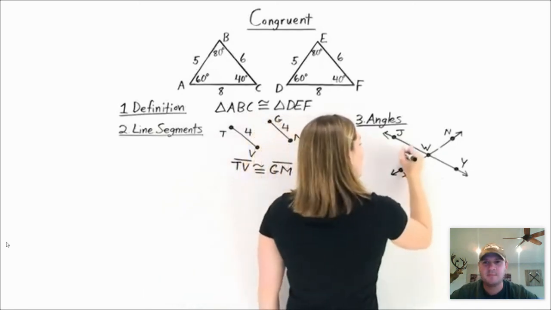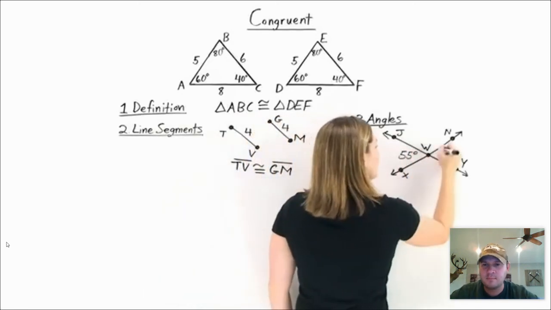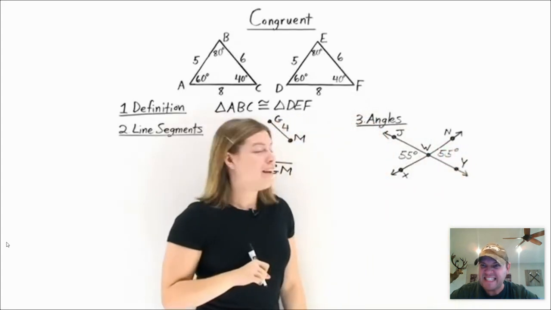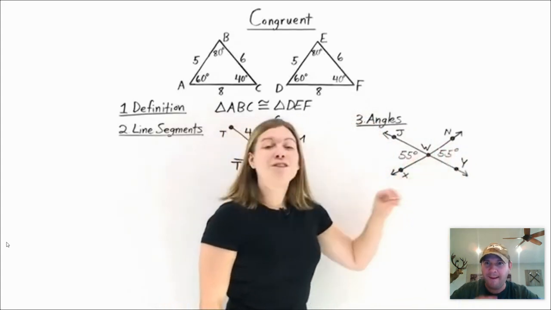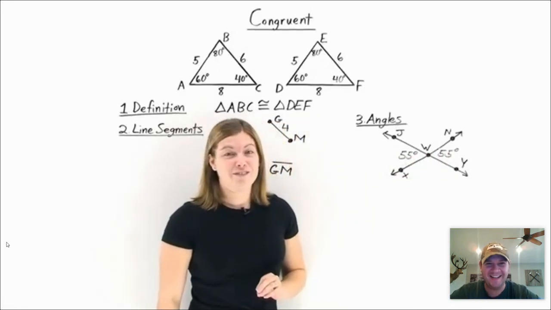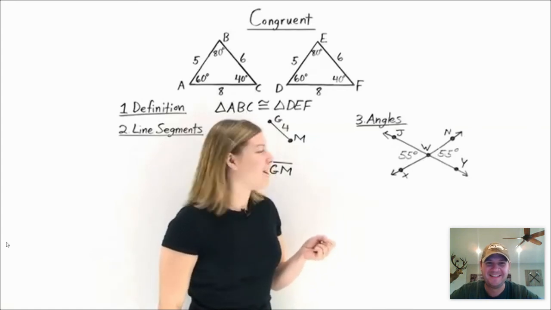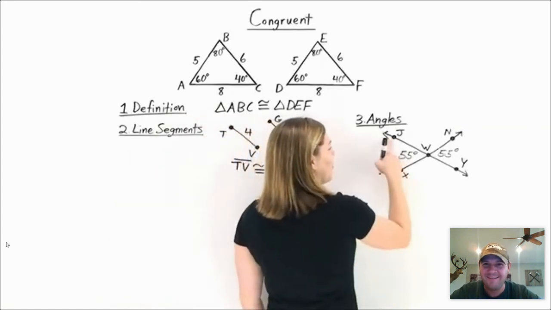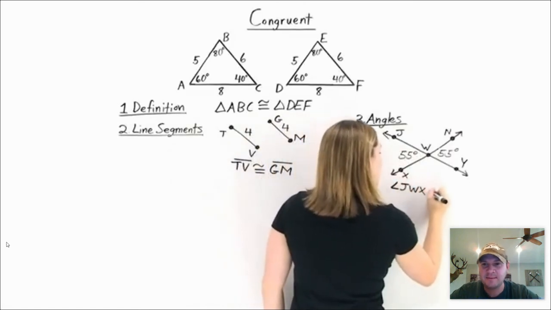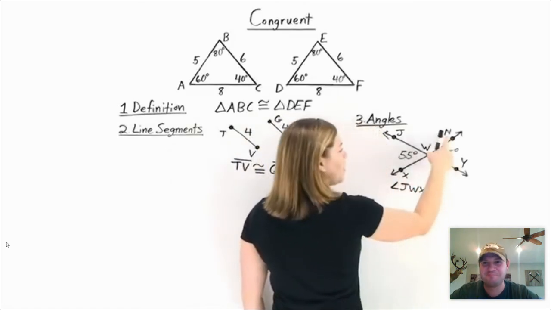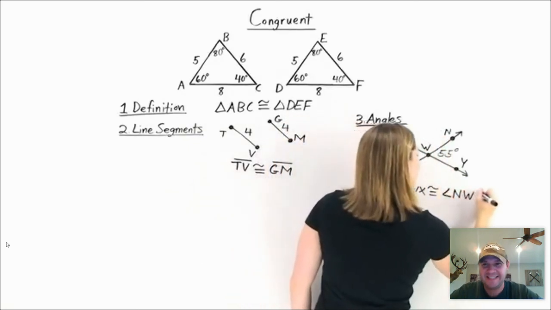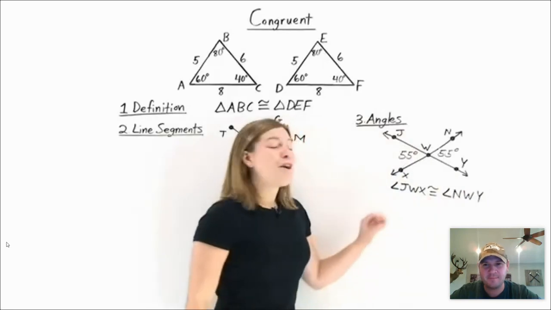Now, let's have this angle measure 55 degrees. And we'll have this angle measure 55 degrees as well. These two angles have the same angle measurement. That means that they're congruent to one another. And of course, we can write that using that congruent symbol. Here we have angle JWX, and that angle is congruent to the other angle, angle NWY. Since these two angles have the same measurement, they are congruent to one another.